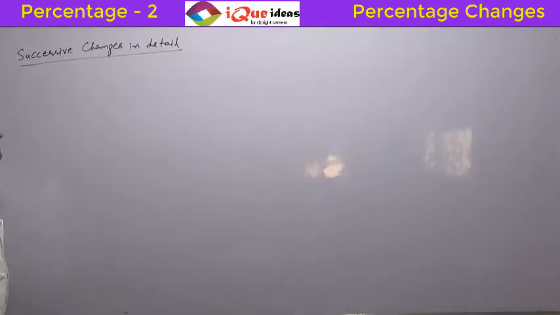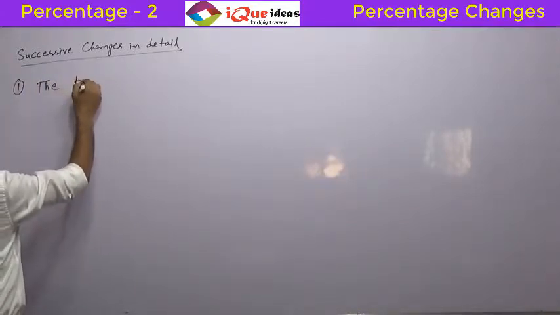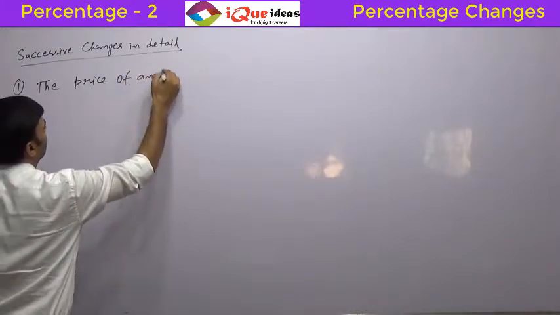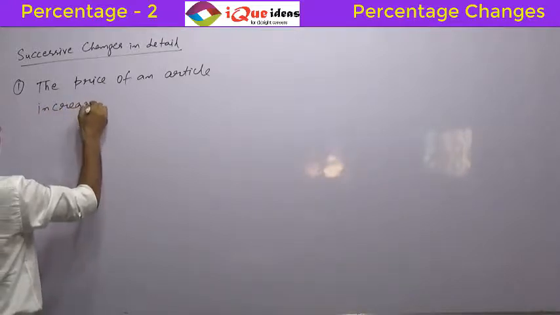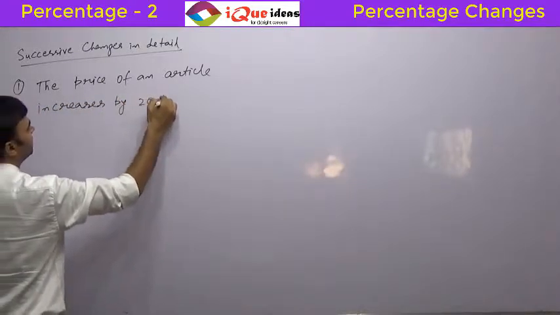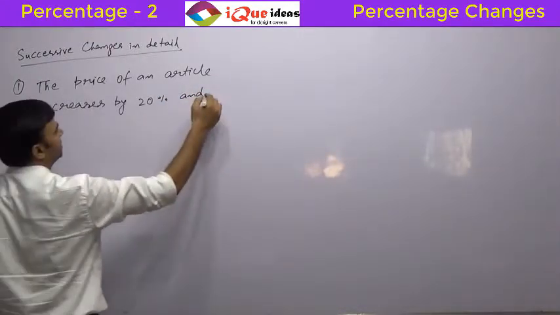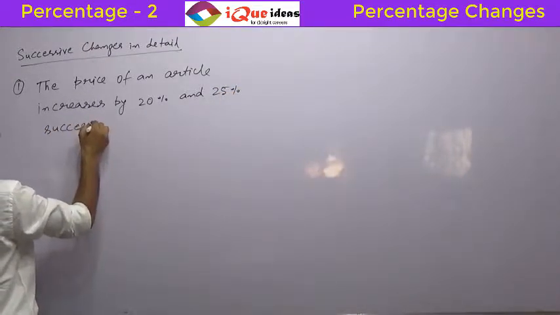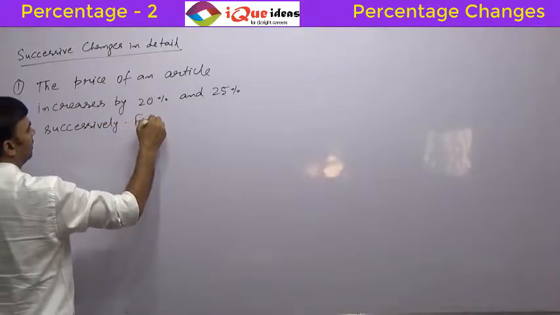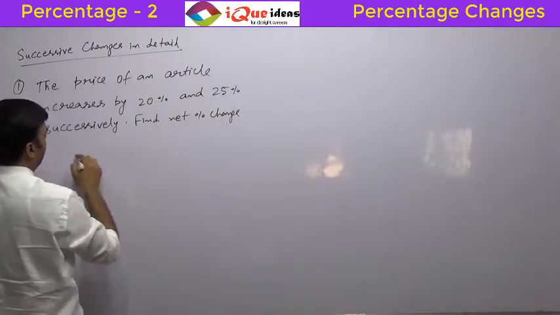Now we will take successive changes in a little more detailed manner, and let's see how we can apply. Let's take some questions. The price of an article increases by 20% and 25% successively. Find the net percentage change in the price.